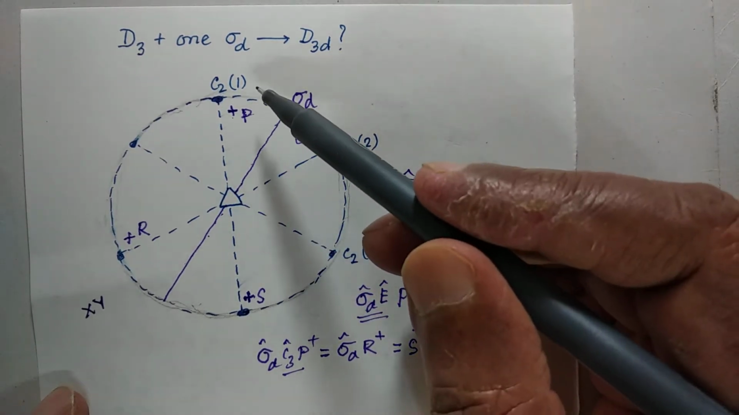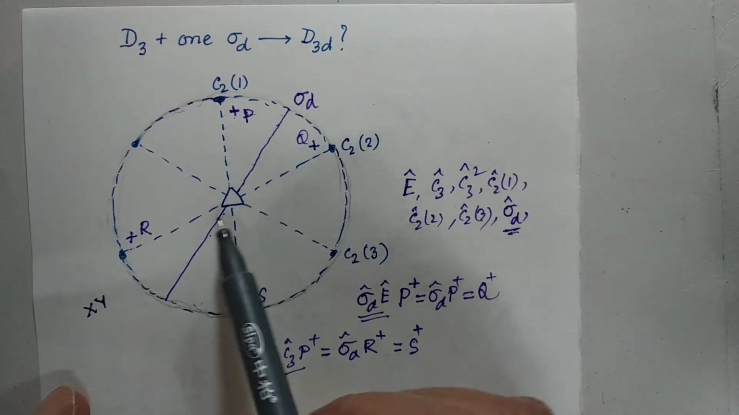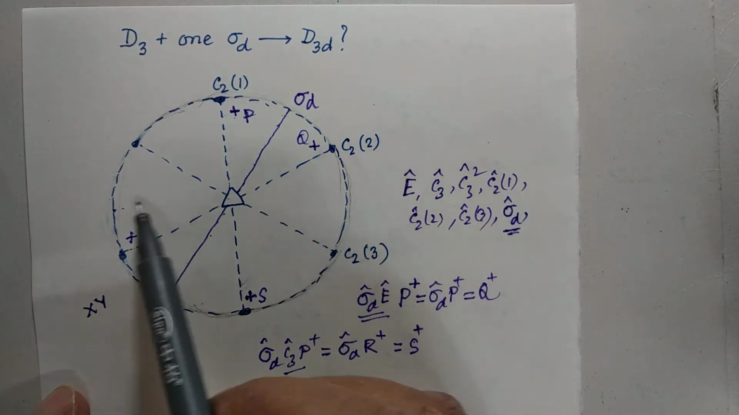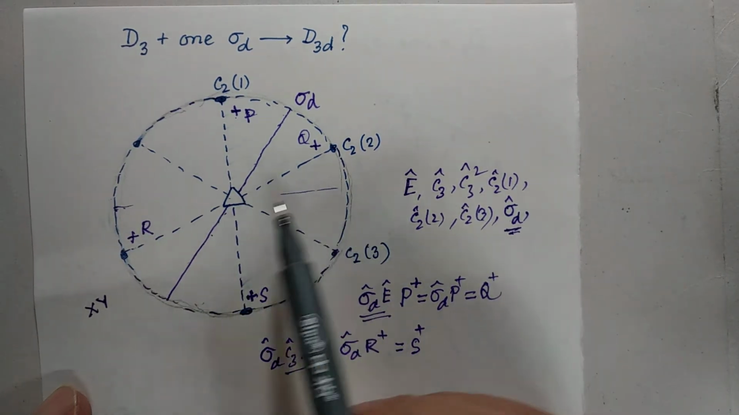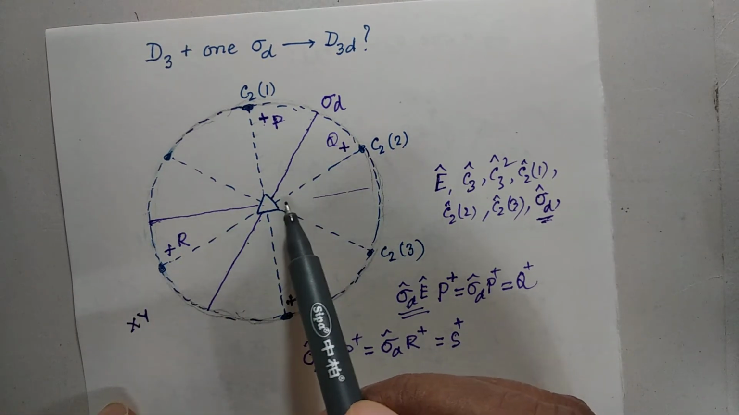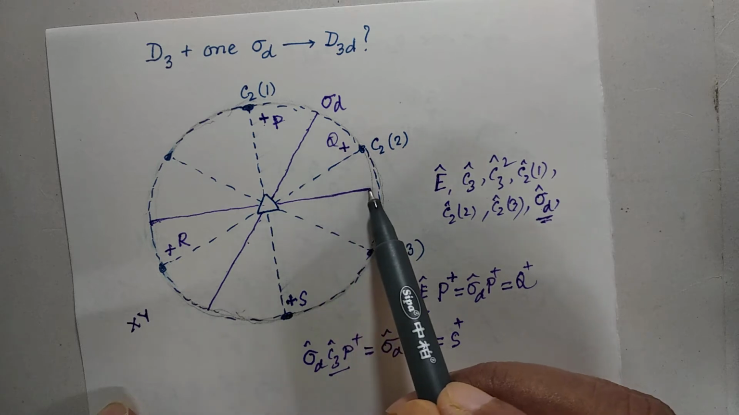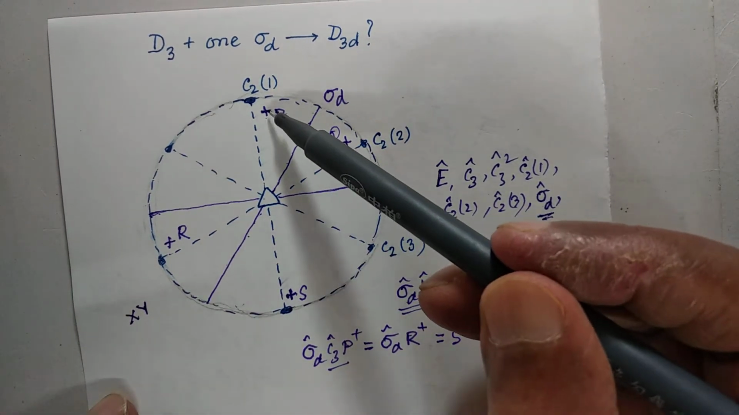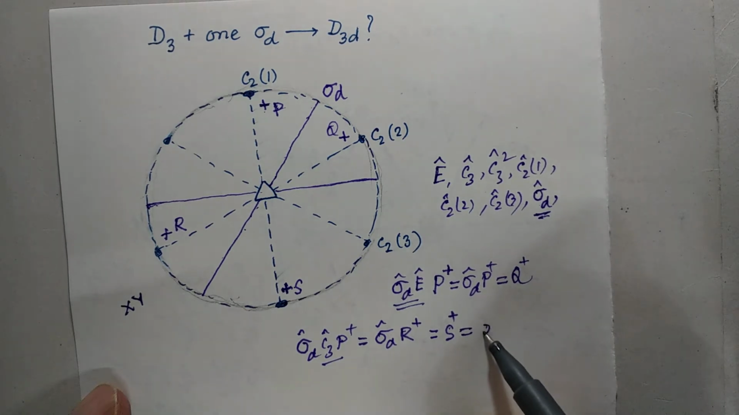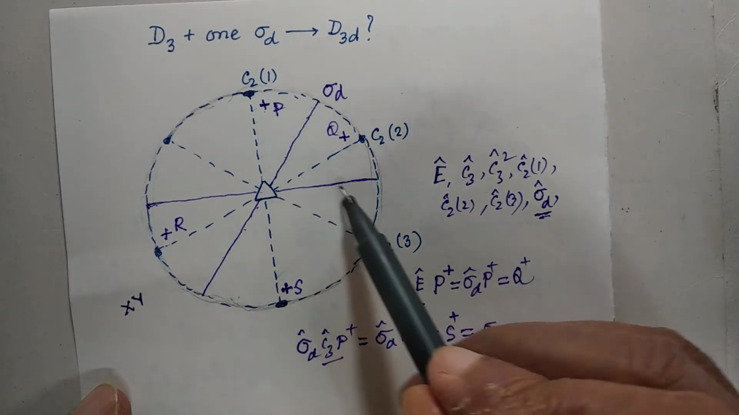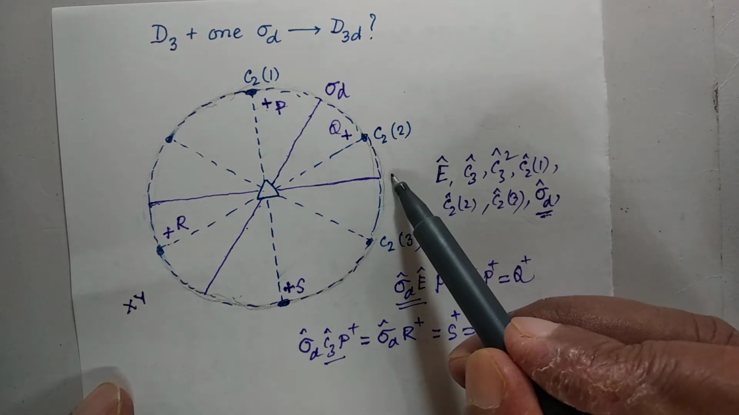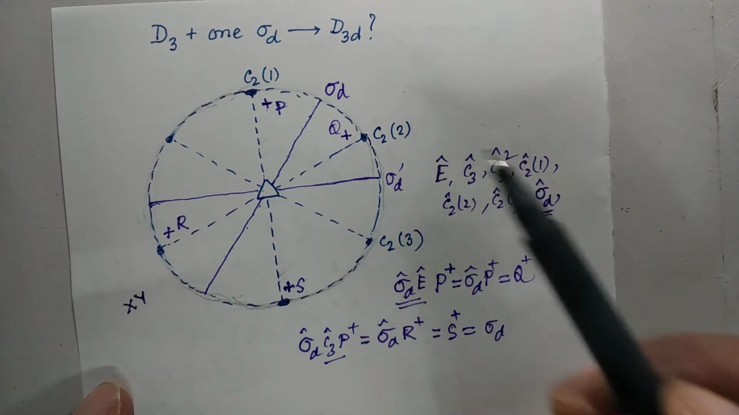We can do so if we have another plane of symmetry here, a reflection plane, in this manner. If we have another reflection plane like this, then P plus by reflection will come to S plus. So S plus may be written as sigma d primed on P plus. This is also a dihedral plane because it bisects the angle between these two C2 axes. We call it sigma d primed.